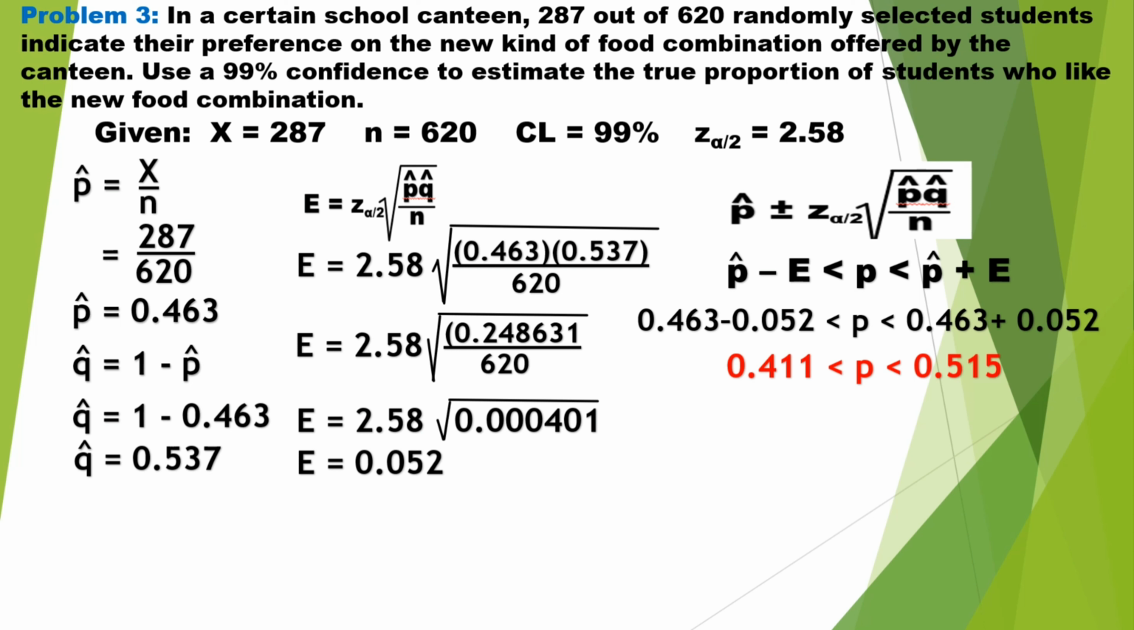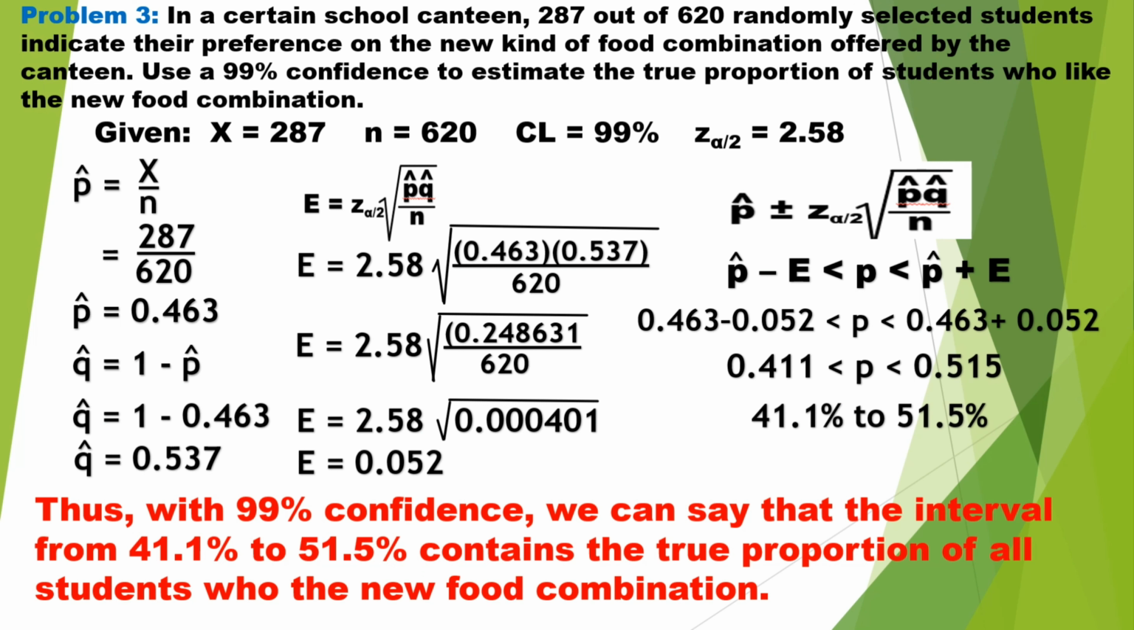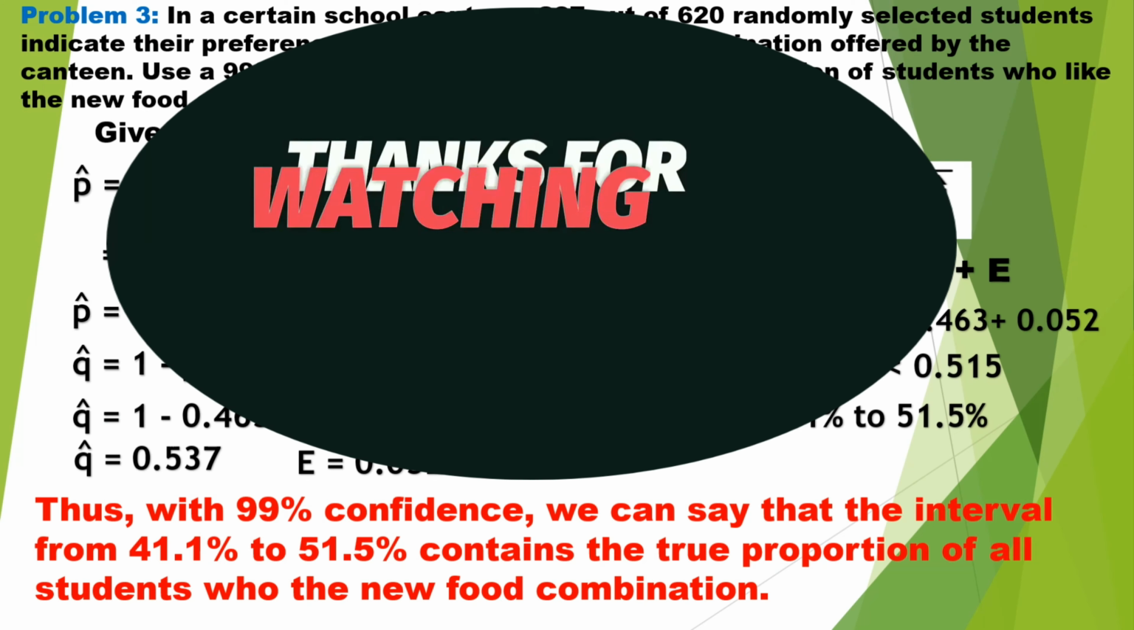Or, in converting it to percent, we can say that it is 41.1% to 51.5%. Thus, with 99% confidence, we can say that the interval from 41.1% to 51.5% contains the true proportion of all students who like the new food combination offered by the canteen.